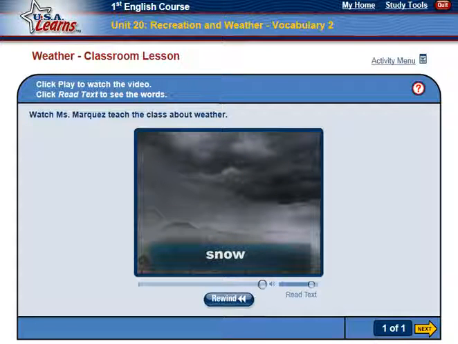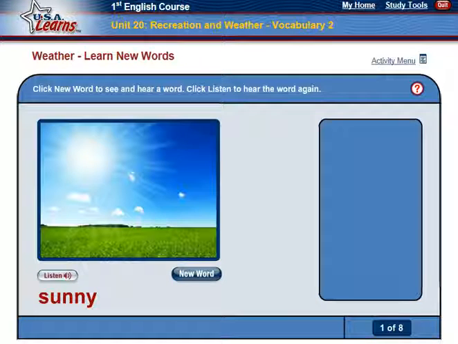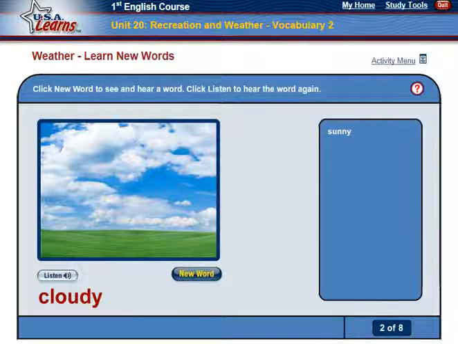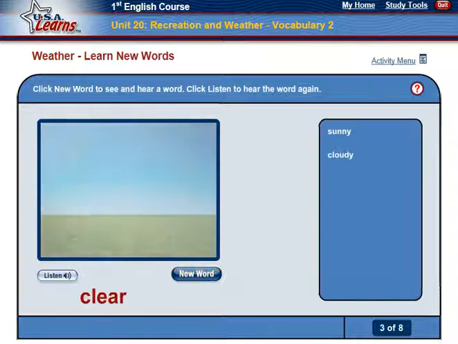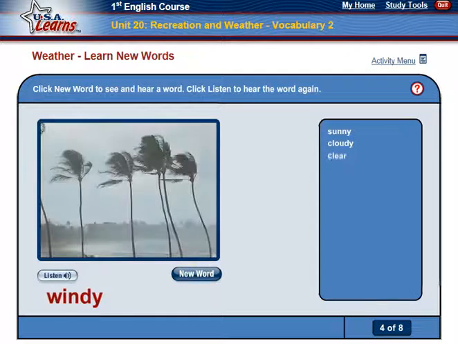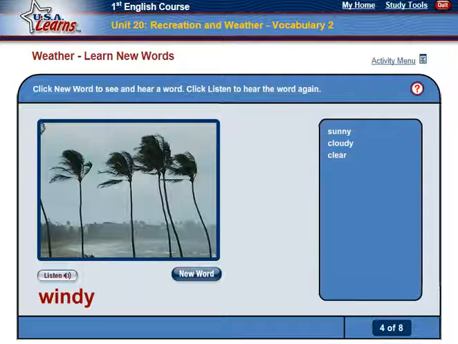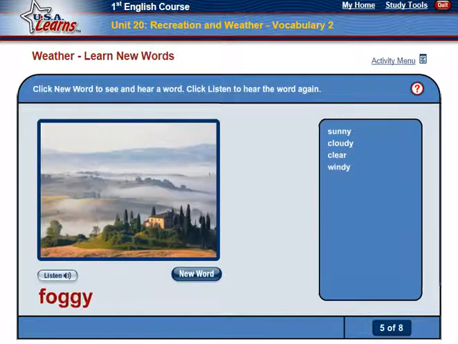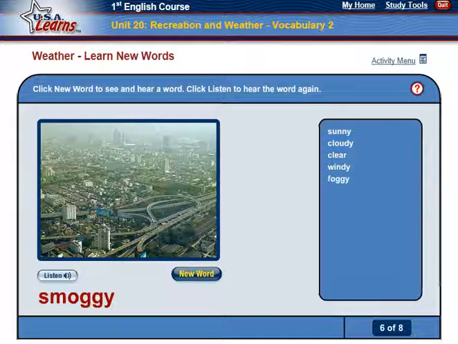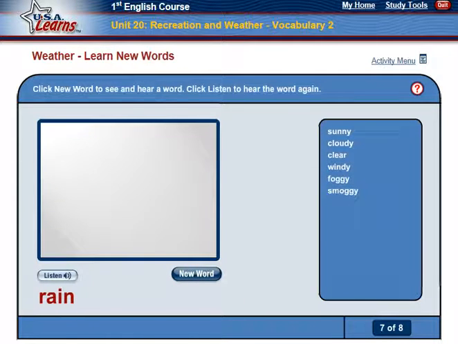Sunny. Cloudy. Clear. Windy. Foggy. Smoggy. Rain. Snow.